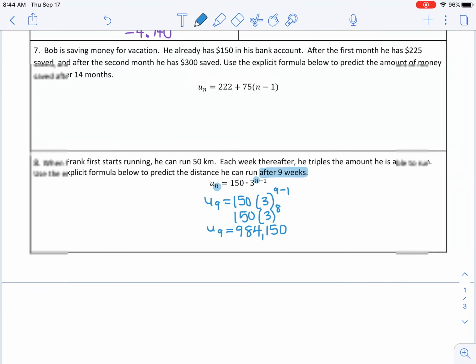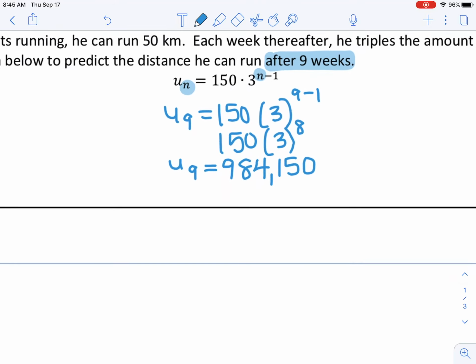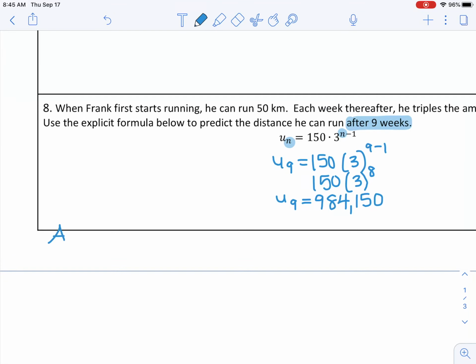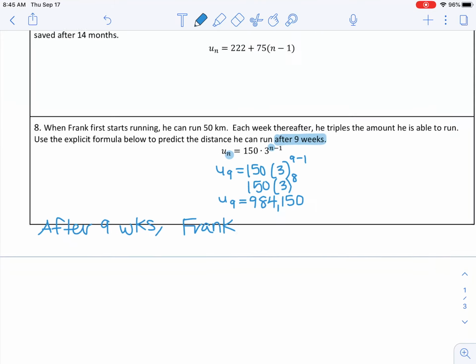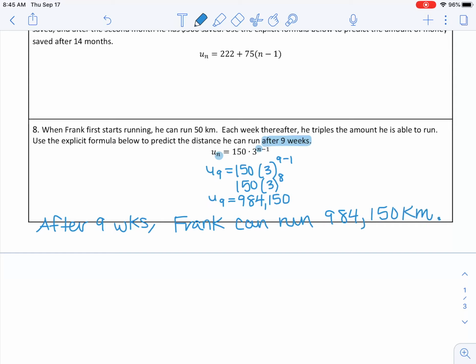Because this is in context, we want to write this out in words. So therefore, we're going to say, after 9 weeks, Frank can run 984,150 kilometers. Dang, that's a lot.